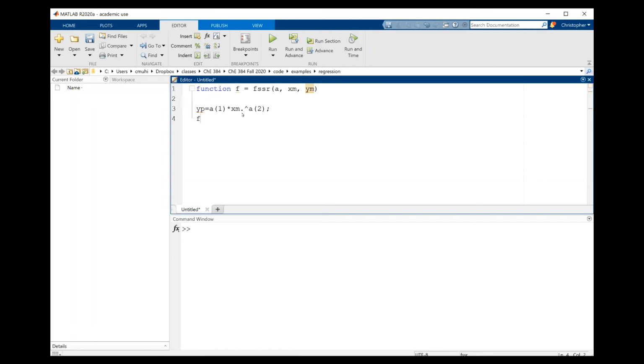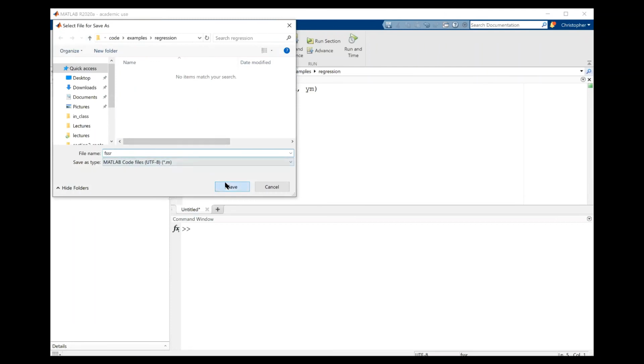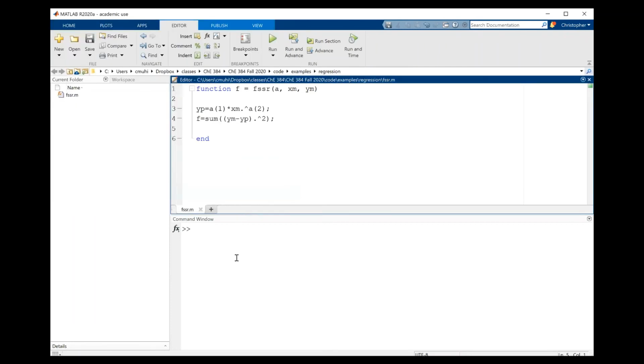So now we want to know that residual, right? That sum of squares. So let's take the sum, and now we need to calculate what the residual is. So those are the ym values minus the predicted values, and then we need to, of course, square it. So here we have f is going to be the sum of the residual squared. Okay, so then we can save it really quickly. So now we can call that.